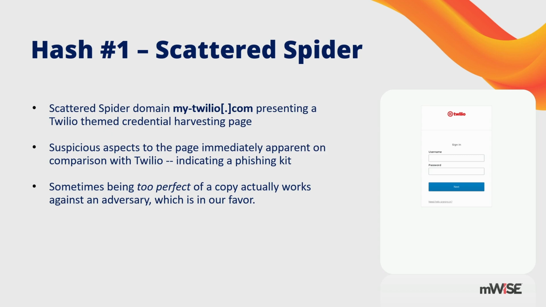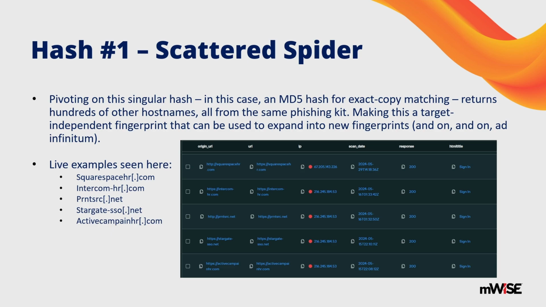And sometimes when an attacker is creating a phishing kit, or creating copies of websites out of these phishing kits, the more perfect a copy they make of a website, the better able it is to fool those victims that are going to it, the easier it is for us to catch, which is what we did here. So pivoting on a single hash, an MD5 hash, so the exact copy matching that I mentioned earlier, this actually returns hundreds of other host names, all from the same phishing kit.